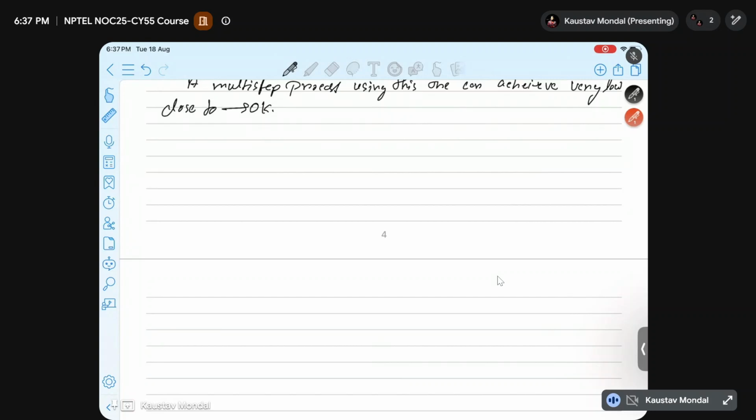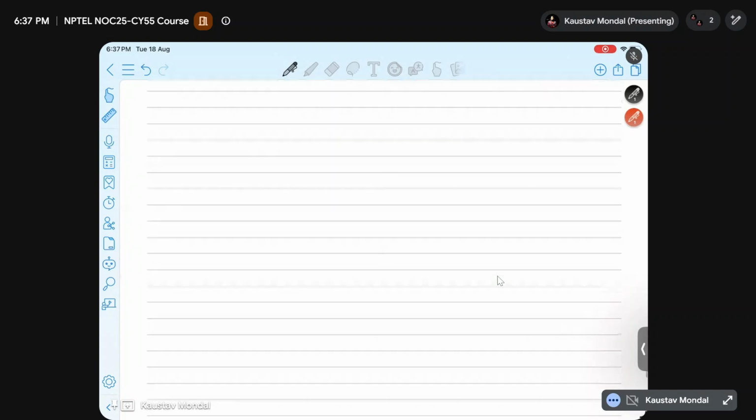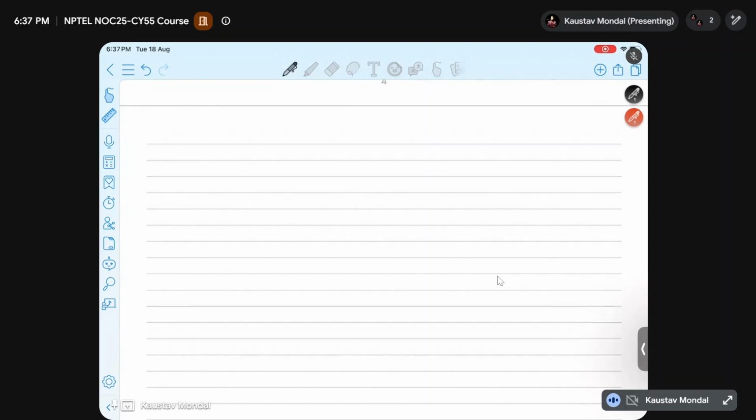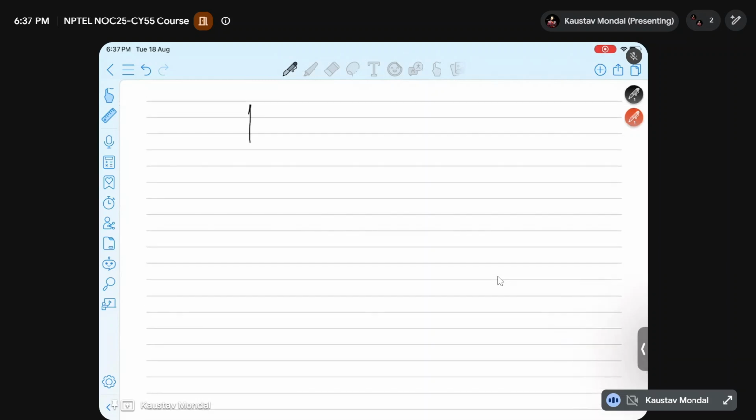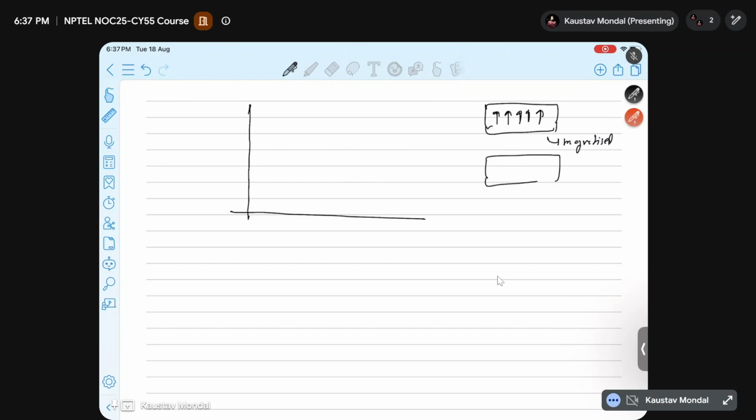We'll consider the case of a magnetic system. Suppose you have two types of system: one is magnetized, and one is unmagnetized. For a magnetized system, most of the magnetic domains are aligned in a particular direction. And for the unmagnetized case, these domains are random.